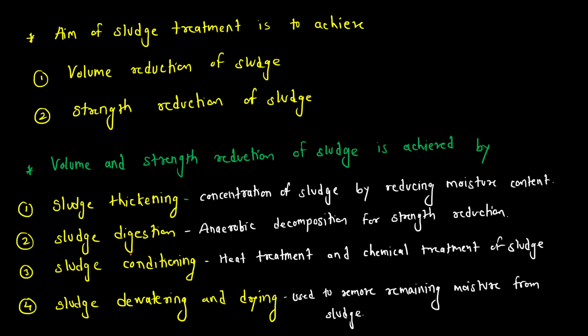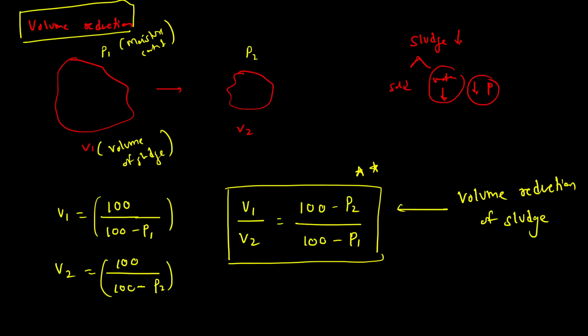In short, what is the sludge digestion? In sludge digestion we are doing the anaerobic decomposition for strength reduction. So let's see this sludge digester. Give the heading sludge digestion process, or sludge digestion. When the sludge is digested, the volume of original sludge is reduced to 1 by third of the original value. So, volume of digested sludge.